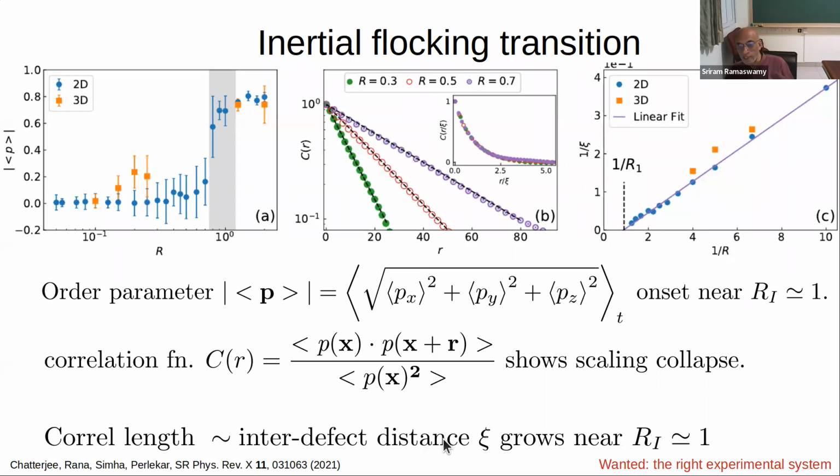The correlation length is essentially the interdefect distance. And as you go to larger and larger values of R and approach R equals 1, the correlation length, the interdefect distance, seems to diverge.